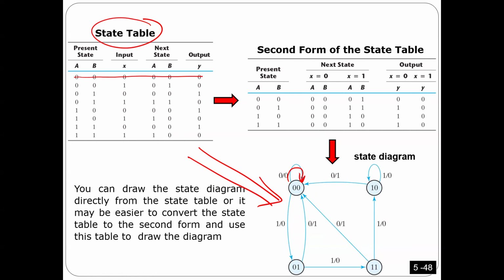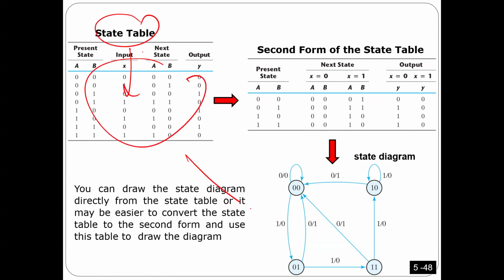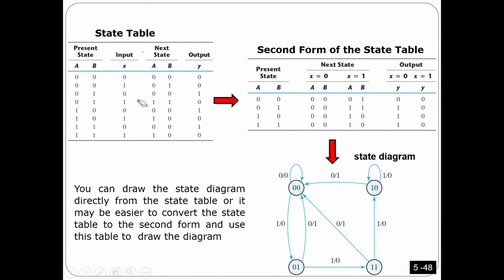But there is another way you can do it. You can take this table and make another table here. This table is almost similar to this one, but I just changed the format. So again, if you have the state table in this format, you can move directly from here to here, or as mentioned in the textbook, you can use this table. I can just change the format.